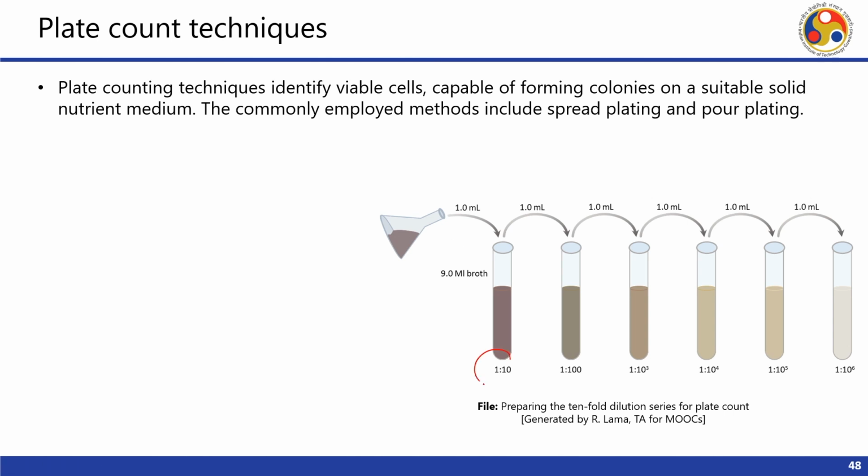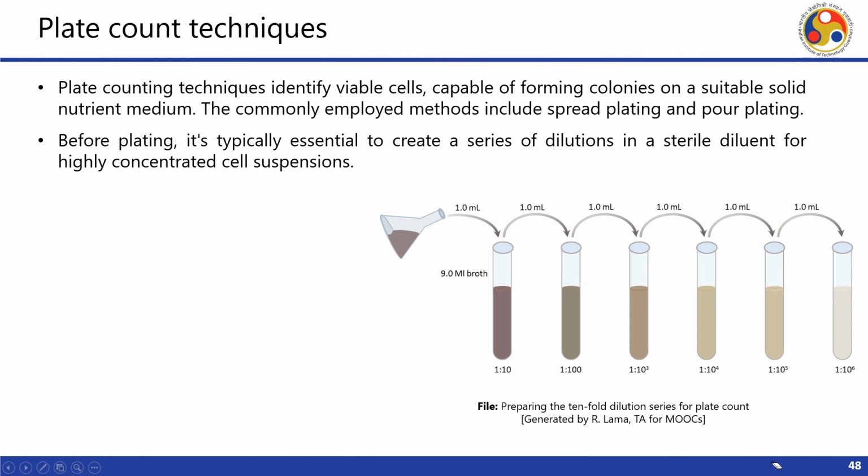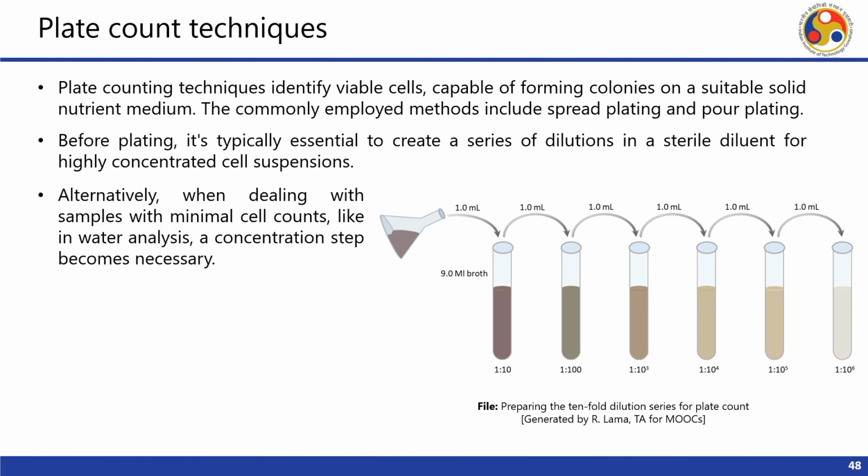So, in the first we have a ratio of 1:10, and in the last we have a ratio of 1:10 to the power 6. Before plating, it is typically essential to create a series of dilutions in a serial diluent for highly concentrated cell suspensions.